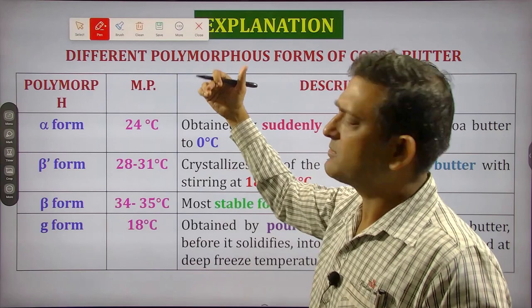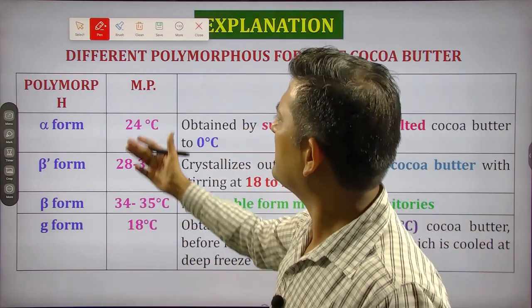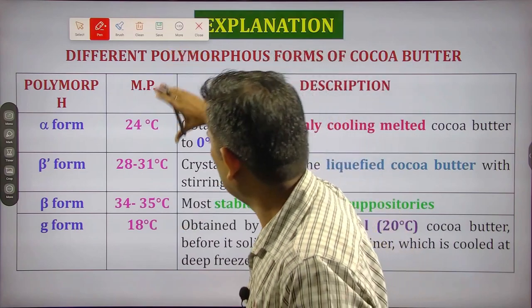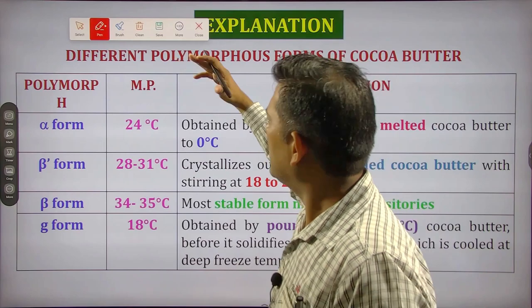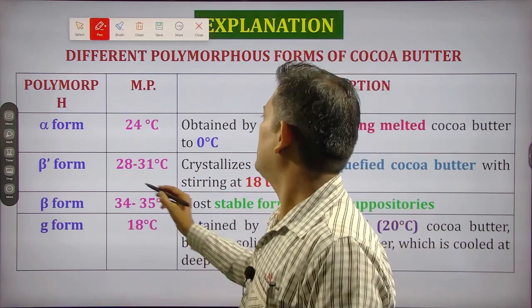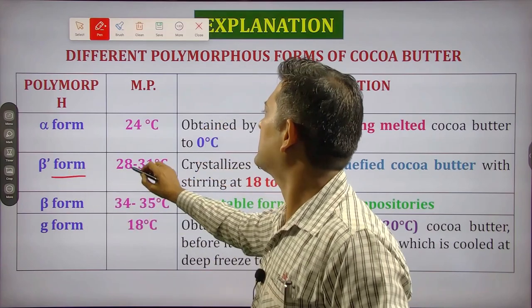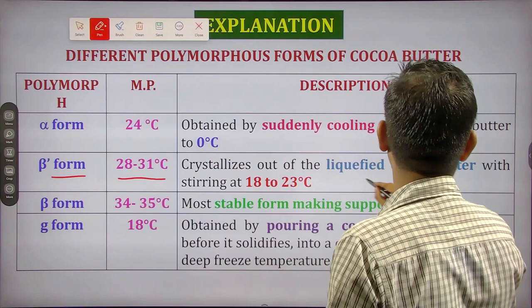Different polymorphic forms are there: alpha, beta, gamma. All these are different polymorphic forms, and the specification, melting points, and a specific description are mentioned. In different forms there are different melting points, at which it melts. In the case of the beta form, the melting point is mentioned as 28 to 31 degrees Celsius, which crystallizes out the liquefied cocoa butter.